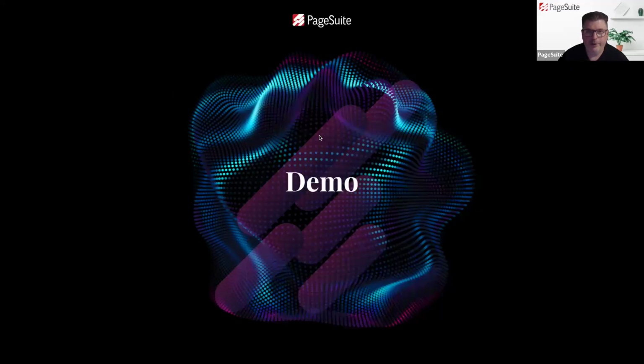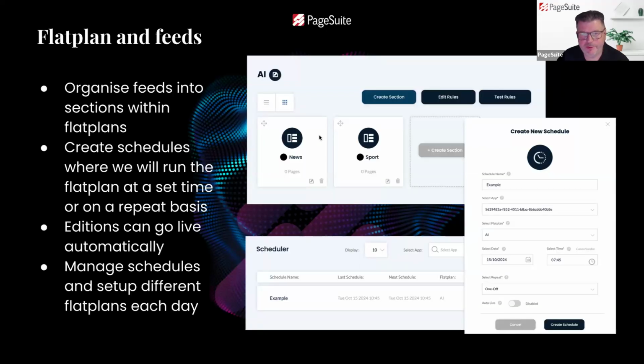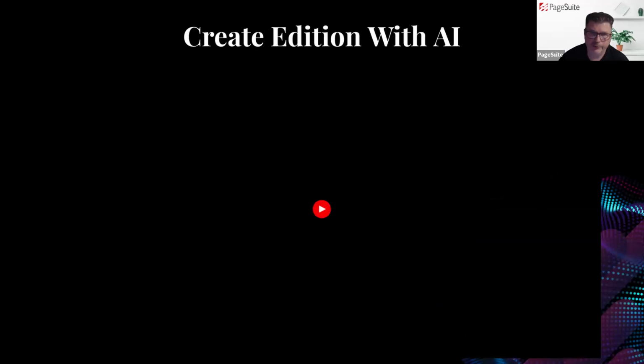So what we're going to do in this demo, and if we just go back a slide here, you can see that we've set up the flat plan, and we've got two sections, one for news and one for sport. And we've got a feed going into each one of those. That's important when I demonstrate the next step, which is actually creating the edition.